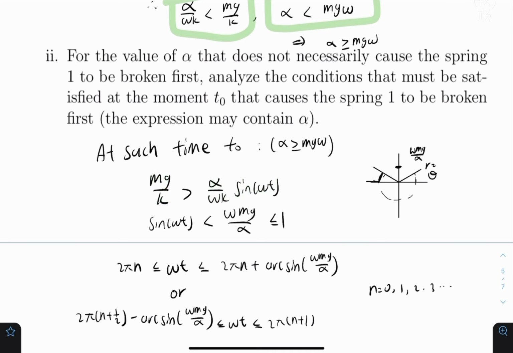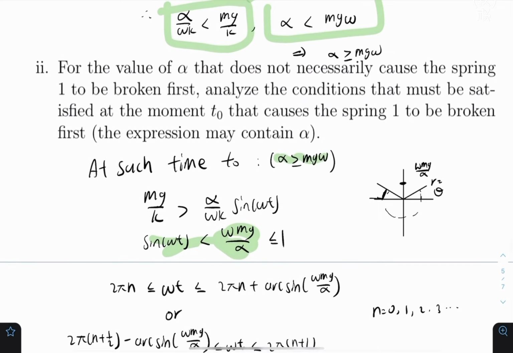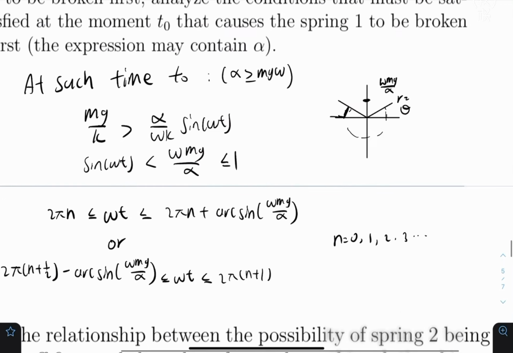And reorganize the equation, we can see sine ωt is less than ωmg divided by α. And you can see that because α is greater than or equal to mg ω, this term is actually equal to or less than 1. And let's figure out the angles.